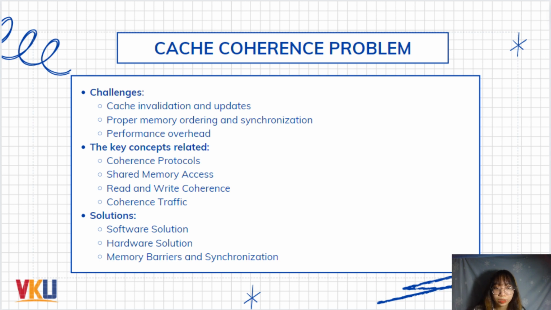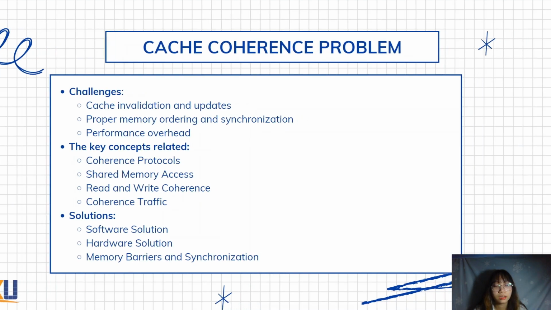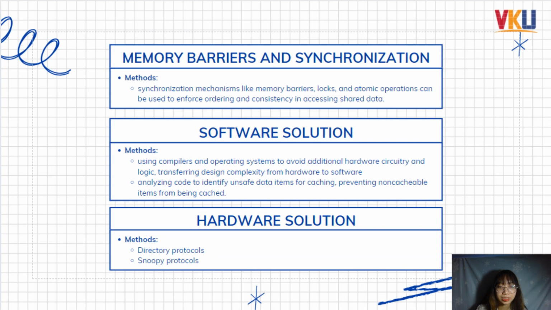There are some key concepts related to the cache coherence problem. First are the coherence protocols, which are designed for caches with a private processor, shared memory access, and read and write coherent traffic. I think there are three solutions for this problem: the software solution, the hardware solution, and memory barriers and synchronization.